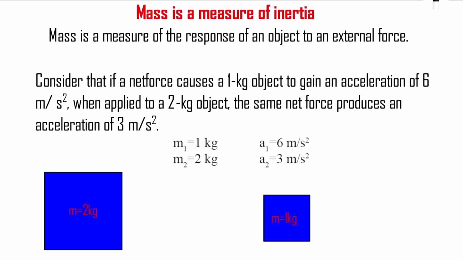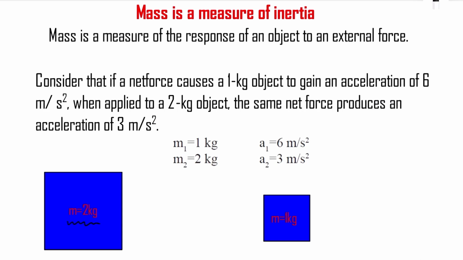Now we will talk about mass as a measure of inertia. So what is inertia? It is the tendency of an object to stay at rest if it is at rest, and if it is moving, it wants to keep its motion. This is called inertia, and it is the first law of motion. By the way, the first law of motion is sometimes called the law of inertia.